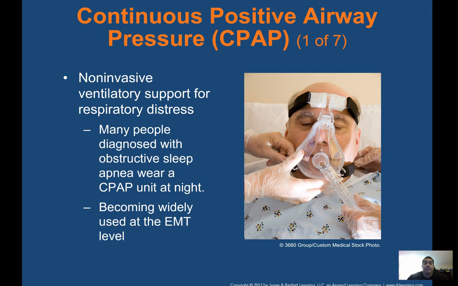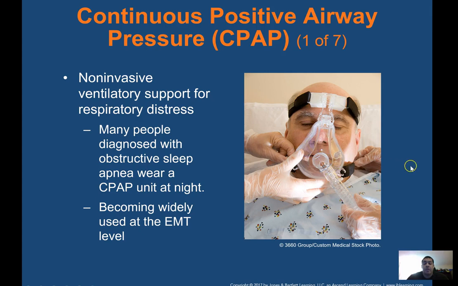So CPAP. This is a great one for people with CHF. It's going to be a full, I don't want to say a full mask, but it's going to go all the way over the head. So you've got 2 straps up here and 2 straps down below, and then this tubing is going to be connected to your oxygen tank. So you have to make sure these straps are tight. You have to make sure there's no leaks.